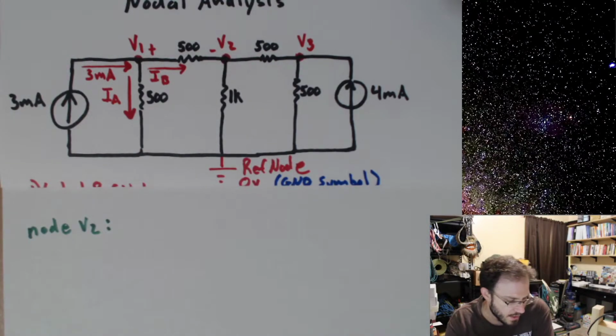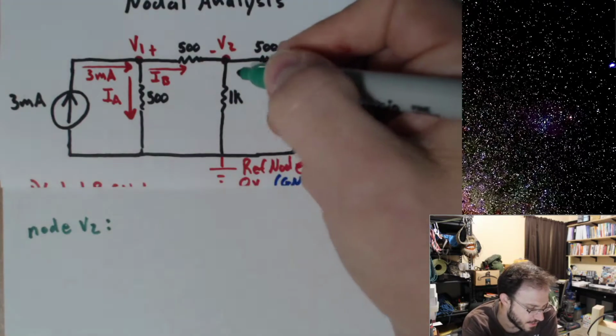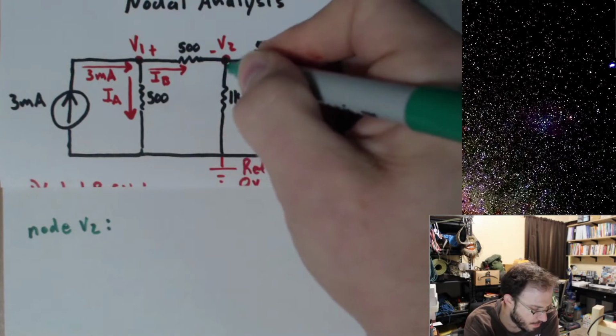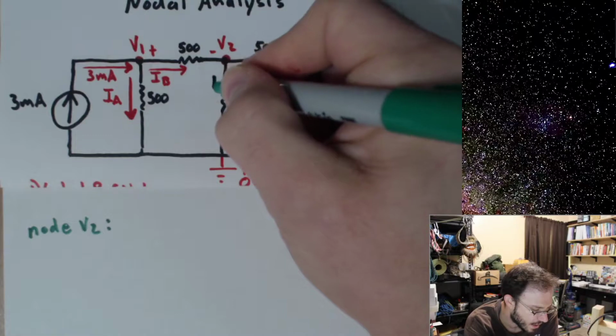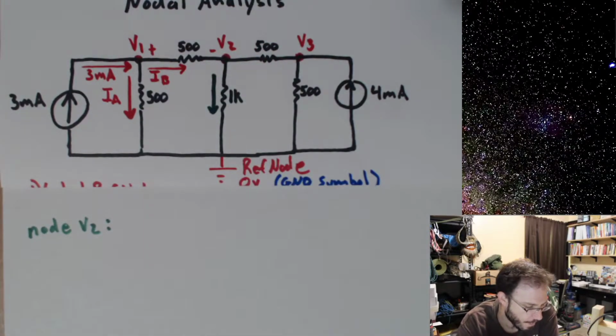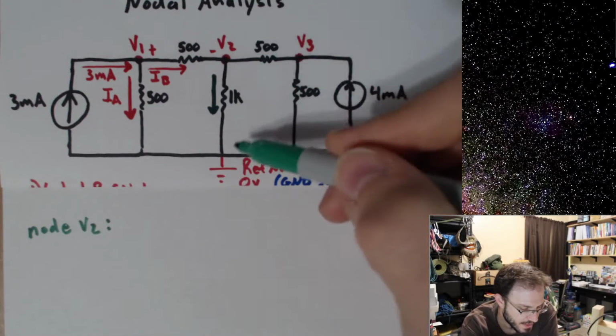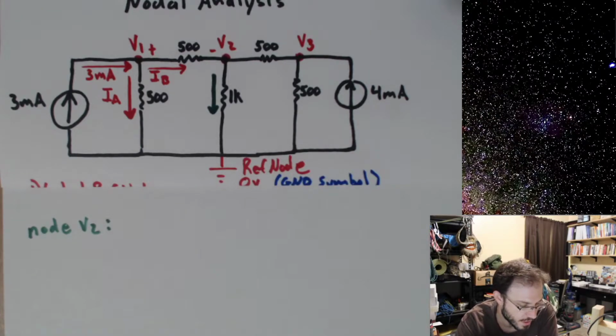Okay. Now, same thing over here. I need to go ahead and write some currents. Now, I can pick them to go in any direction, but I will try to pick them such that it makes the equation easier to write. Now, the only one that actually makes it easier to write is to actually pick this 1K, the current through them, to be going down. And that's because I'm assuming that V2 is higher than our reference node.